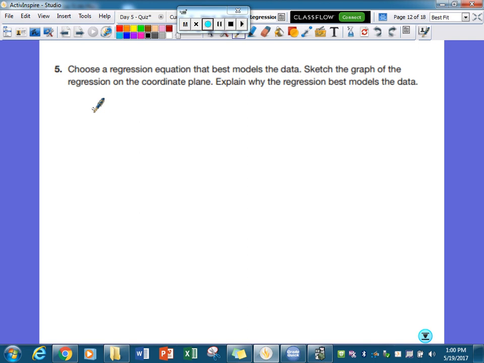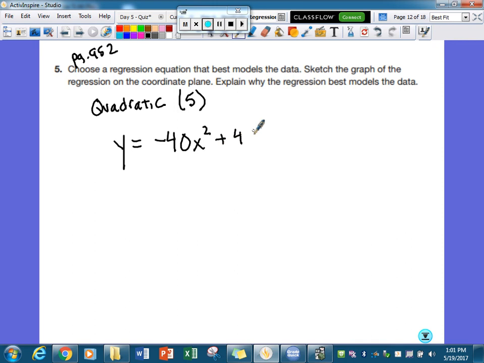So if you flip over, now we're on page 952. Use a regression equation that best fits it. Well, we are going to use quadratic. I'm going to skip the calculator this time because I feel like we know how to do it. Number 5, we're going to do negative 40x squared plus 480x plus 0. And what was our r squared we got? It was 1. So it's perfect.